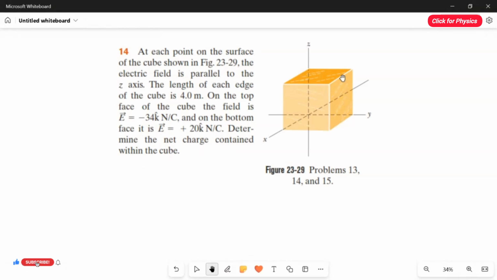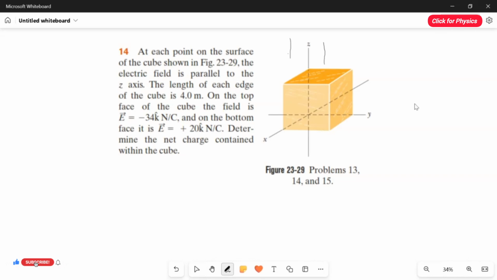So let's see the given figure. So you have the cube and the axes are mentioned here. So this is the positive direction of the z-axis. This is the positive direction of the x-axis. This is the y-axis. And they clearly mention the electric field is parallel to the z-axis. That means your electric field is exactly entering like this. Am I right? Parallel to the z-axis means the lines are parallel to the z-axis.